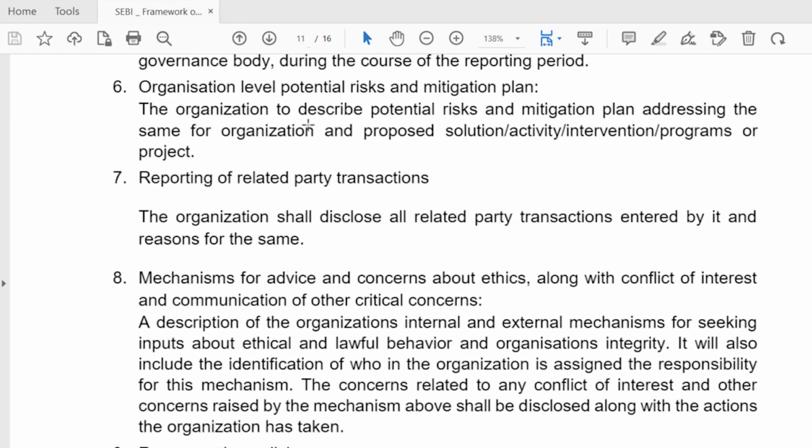After it comes the reporting on the related party transactions, where the organization needs to disclose all the related party transactions entered into during the disclosure period and the reasons for the same.